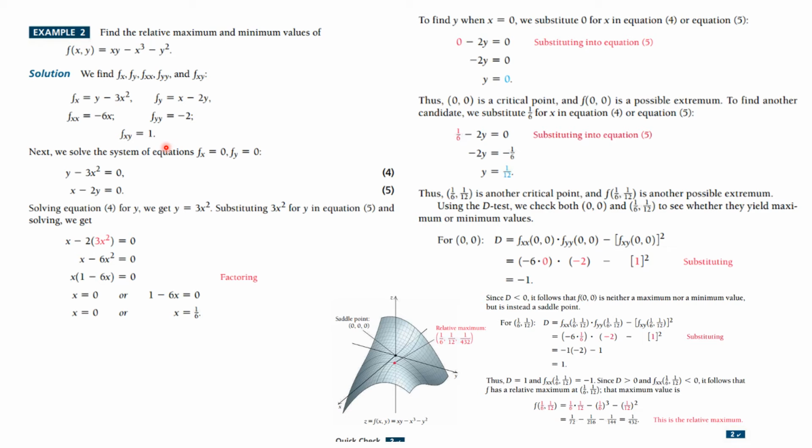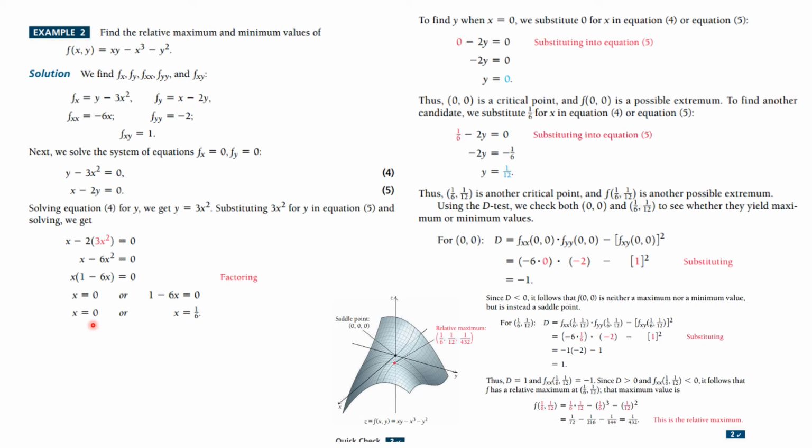And then we have to find the critical points, and in this case we're solving a system of equations. f sub x equals 0, f sub y equals 0. So this is equal to 0, this is equal to 0. Again, we're going to solve for y, and so we get that y is equal to 3x squared, so I can substitute 3x squared for y in equation 5. I do that, and I get this expression, which I can factor. Factor the x out, and I find that x is equal to 0, or the other factor is equal to 0, meaning x is equal to 1/6.